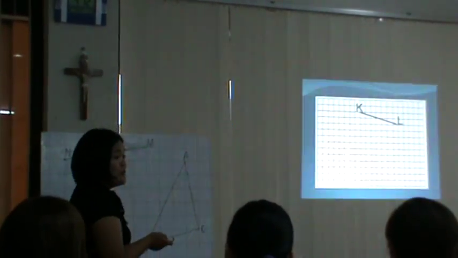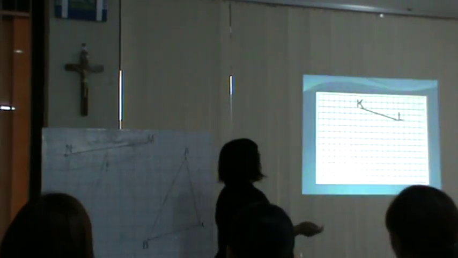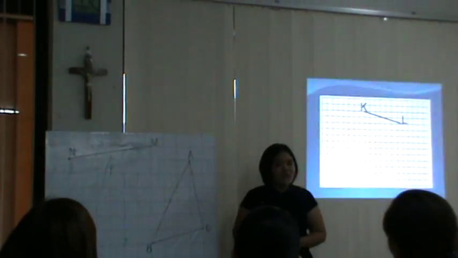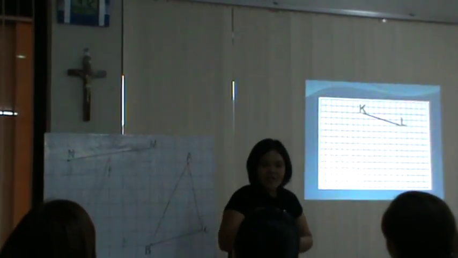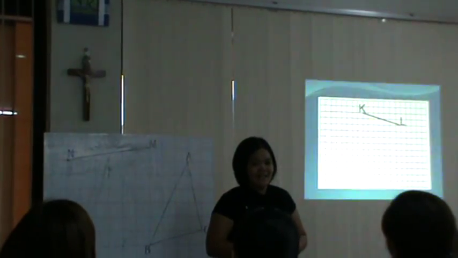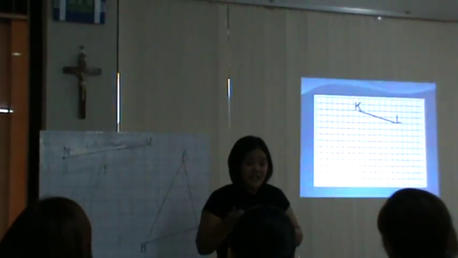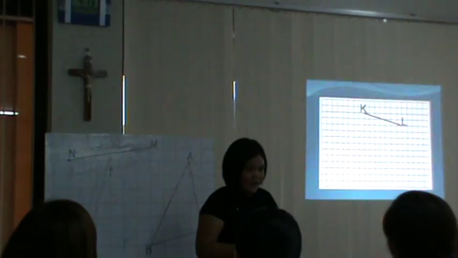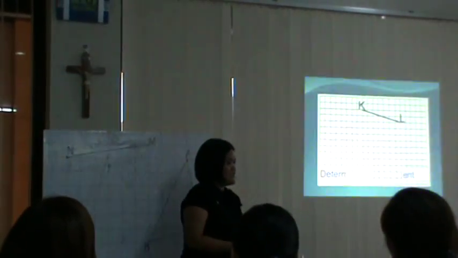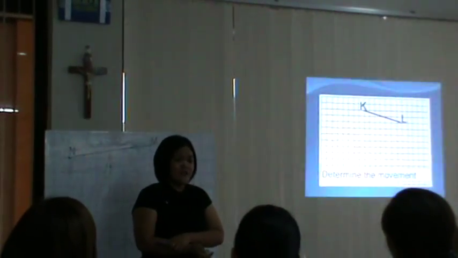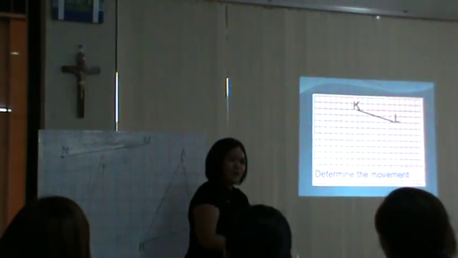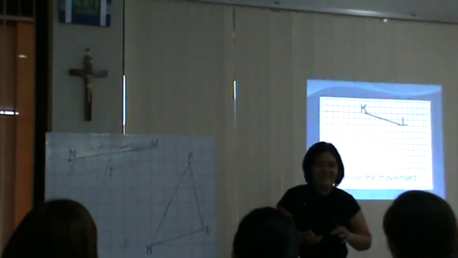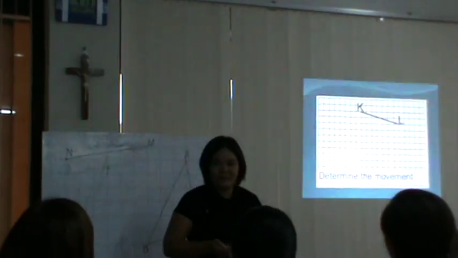And then observe the movement for the direction of the arrow KL. Because that's what we are going to use as the guide to be able to translate the triangle into a different location. Okay, so let's discuss that. The first is to determine the movement. And what do you think is the movement of arrow KL?